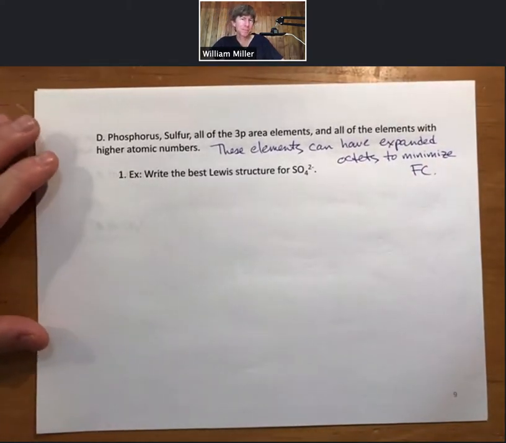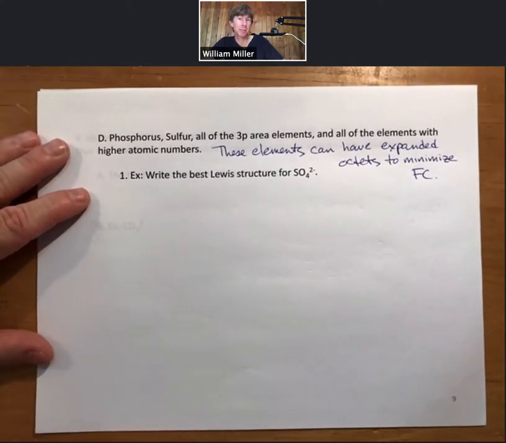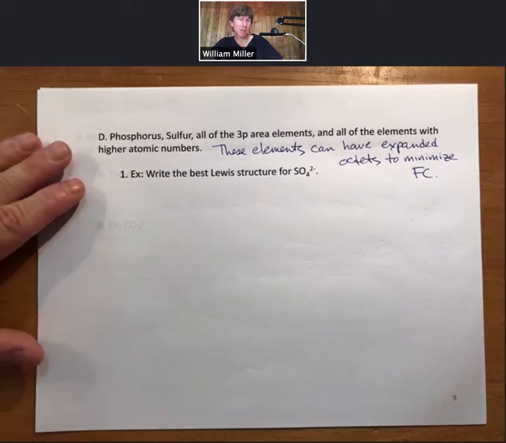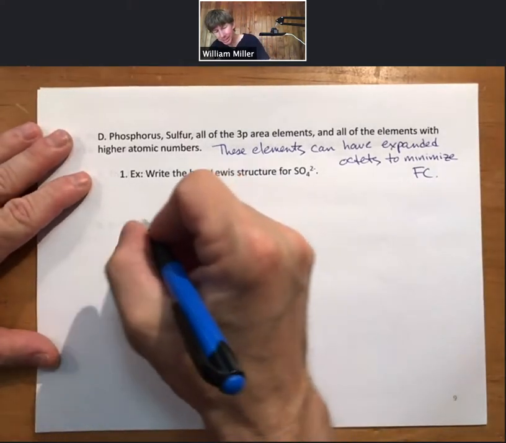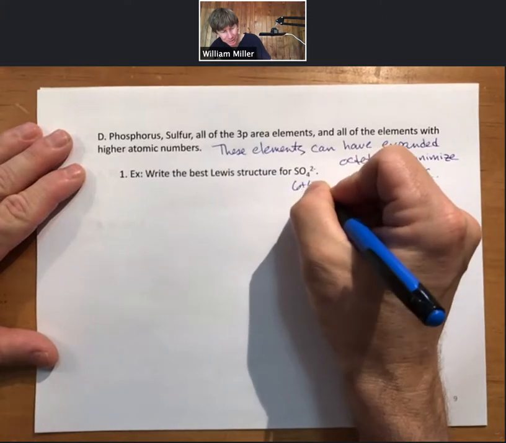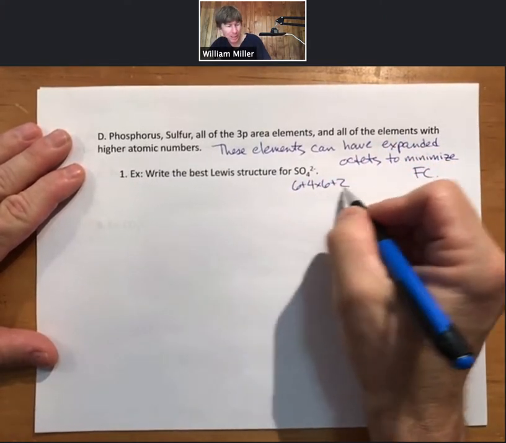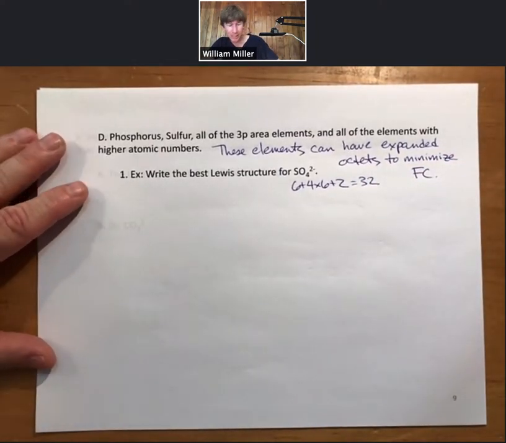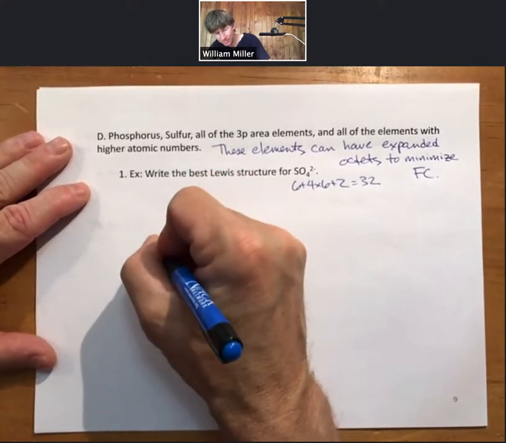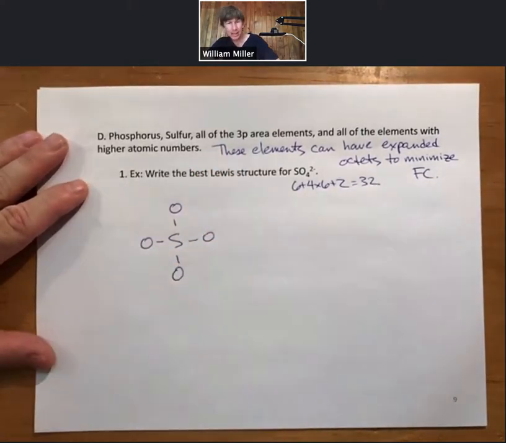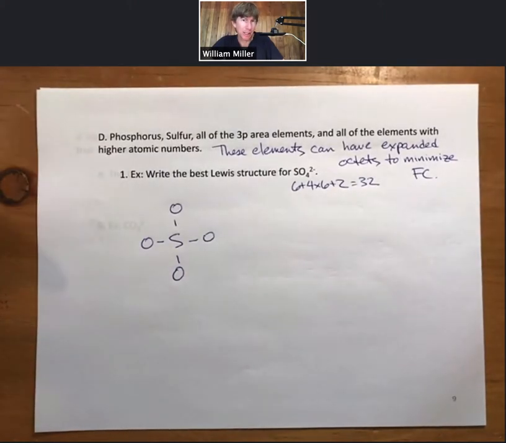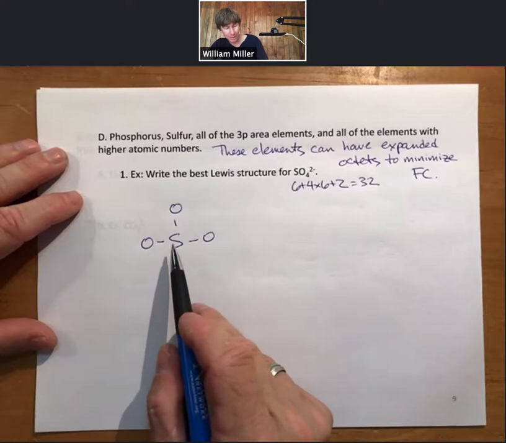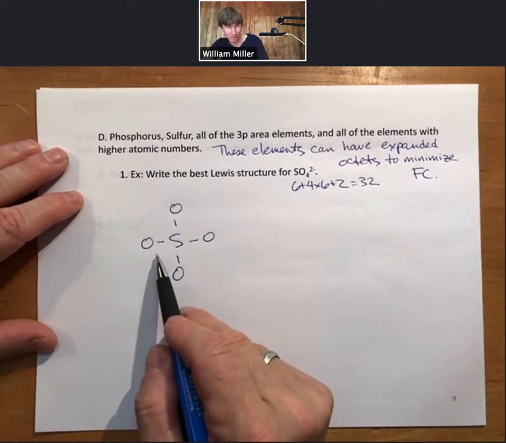Sulfate is a really good example of this, although many polyatomic ions will fall under this category. All right, so sulfate: 6 plus 4 times 6 plus 2. Add this up, we get 32 valence electrons for our Lewis structure. Sulfur goes in the middle. Again, all I'm doing is stepping through the steps for the Lewis structure, and then we're going to do a formal charge analysis. Sulfur goes in the middle, surrounded by the oxygens.